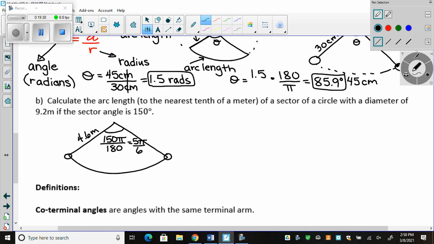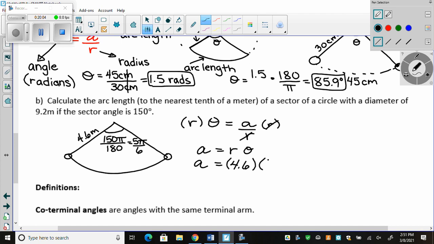So your theta should be 5 pi over 6, right? Because you have to use radians, correct? So we have theta equals A over R. It's asking us for A, so we're going to multiply by R. So A equals R theta, and theta has to be in radians. So A equals 4.6 times 5 pi over 6. What do you get to the nearest 10th? Can you do it? 4.6 times 5 pi over 6.